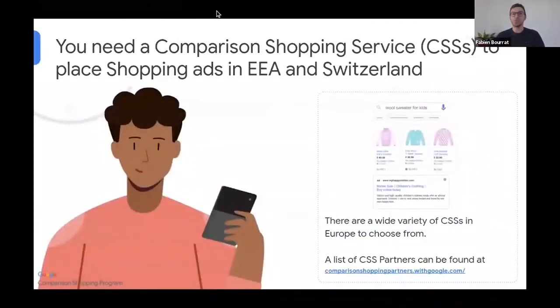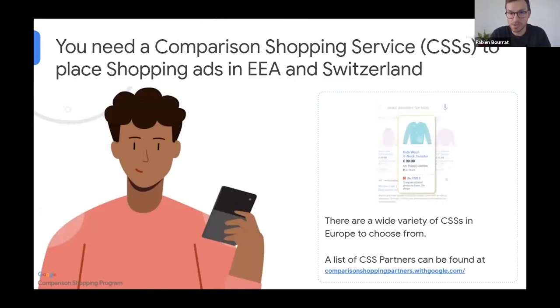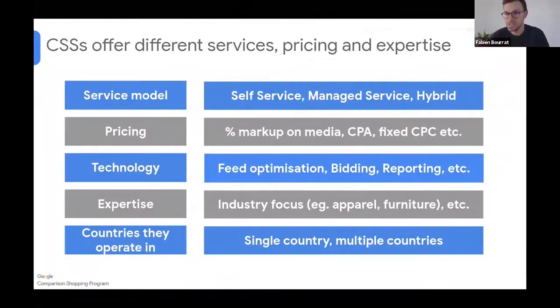So CSSs, you have a wide variety of CSSs available in Europe to choose from. We have a CSS partner website that you can check called the Comparison Shopping Partners at withgoogle.com. And those CSSs provide different types of services, pricing, and expertise. So some CSSs would manage the campaign for you. Some will let you manage the campaign, but give you recommendations about the campaigns. They can price differently. They can have different technology, feed optimization, bidding, reporting. Some have a specific expertise about an industry. Some operate in just some countries. Some in all the 21 countries I mentioned before. Each CSS has its own expertise and services for you to have a look. So I would recommend you to have a look at the portal.